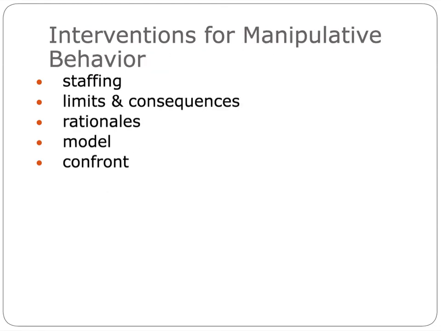Interventions for the manipulative behaviors: they should be assigned one primary staff member. You want to maintain realistic limits with enforceable consequences. Give a rationale for their limits and consequences. You want to model respect, honesty, openness, and assertiveness. And you want to confront the client each time manipulation does occur.